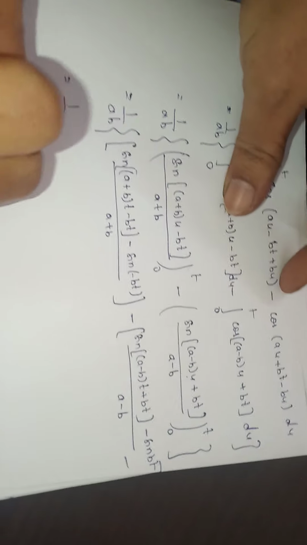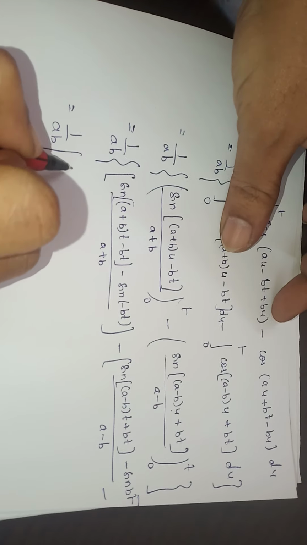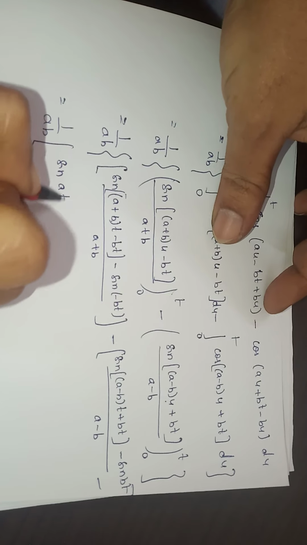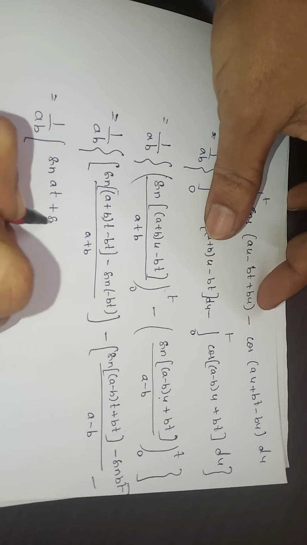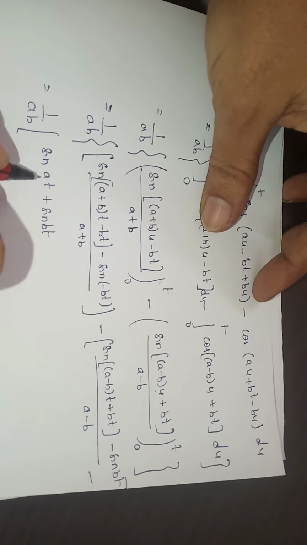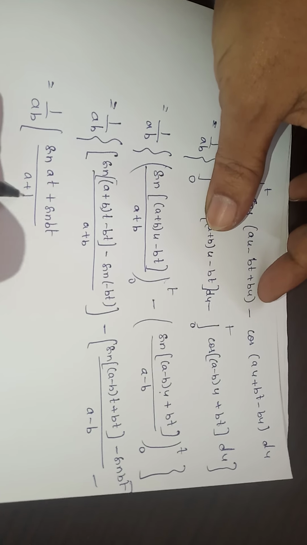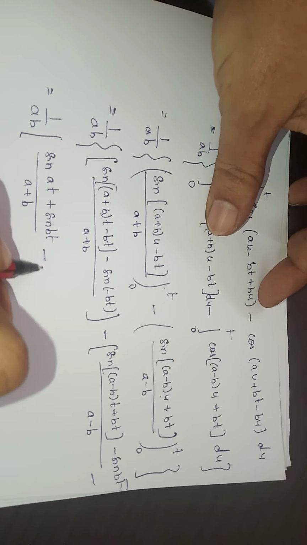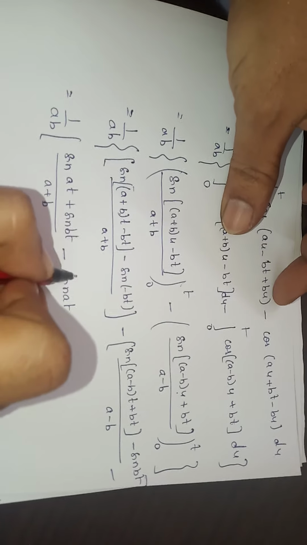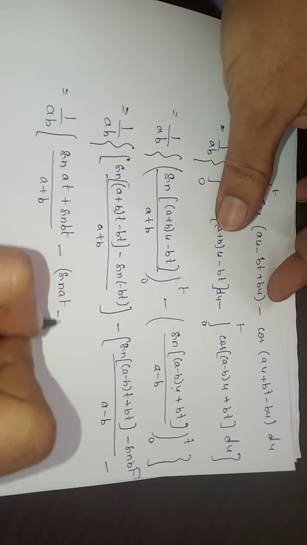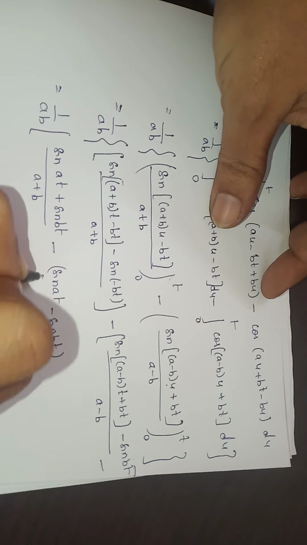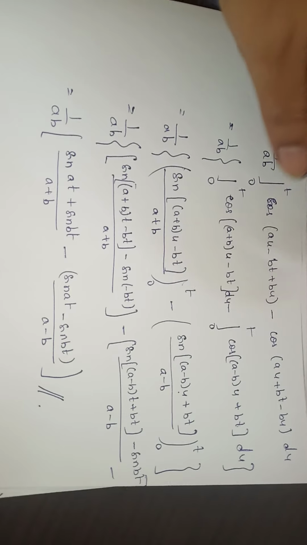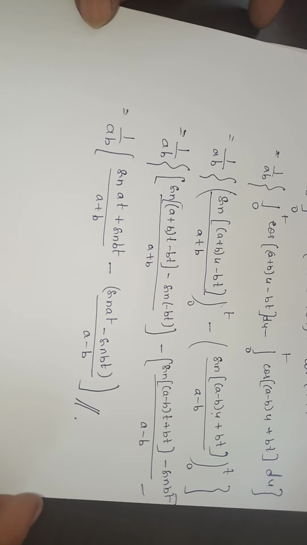So this is 1 by ab. This is sin of, here bt and bt get cancelled, it is at. This becomes plus sin bt because sin of minus x is minus sin x, by a plus b, minus, here it becomes minus bt gets cancelled, sin at minus sin bt by a minus b. You can leave your answer here, or if you want, you can further simplify it taking LCM.